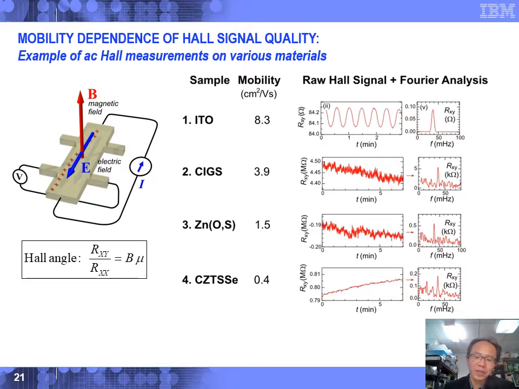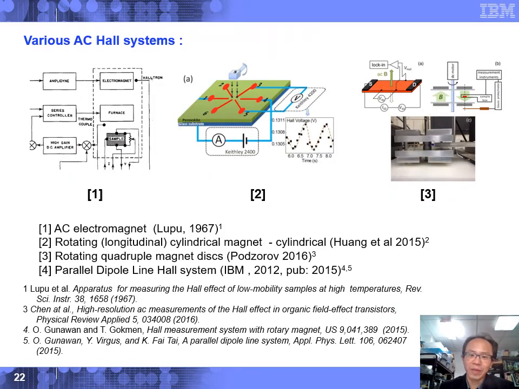So this is obvious. In order to get a large Hall signal, you need both high enough magnetic field and high enough mobility. And what happens is that when your mobility is very low, you can see on the right hand side, the Hall oscillation becoming more obscure, but fortunately you can still detect it using Fourier analysis shown on the right hand side. So this gives you an idea that in order to recover a very small Hall signal, or a Hall signal buried under noise, you need to perform AC Hall measurement.